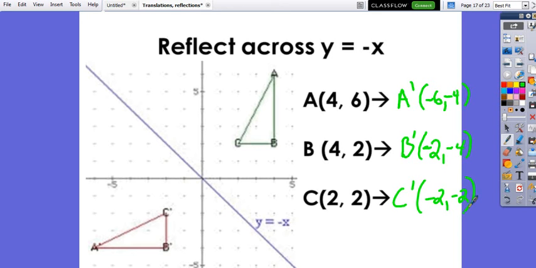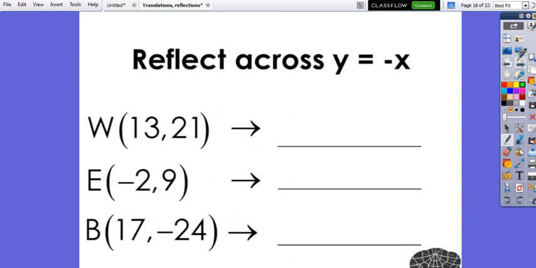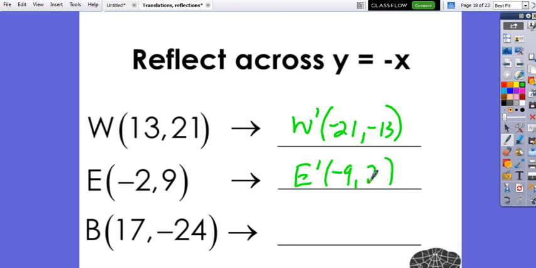Let's move on. Okay, here's some more examples. Let's go, Austin. W prime. -21 and -13. Yep. Okay, Princess. -9 and 2. Good. Okay, Jeremiah. 24 and 17. Good. Okay, excellent. We're at the end.